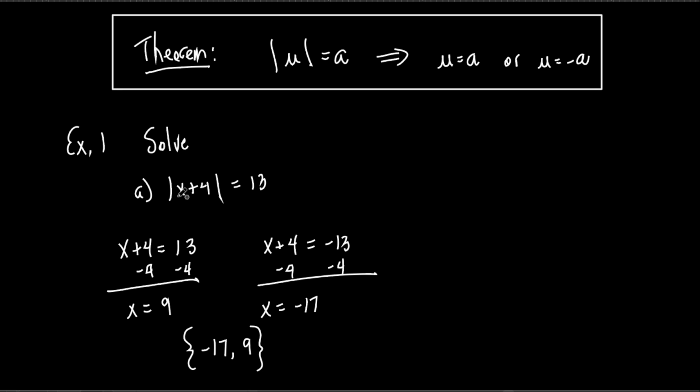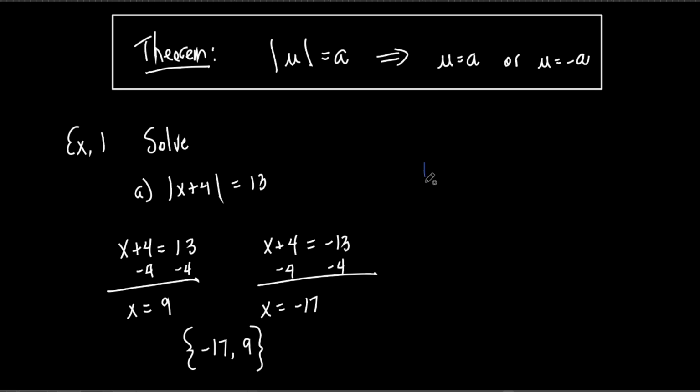If I put a 9 in here, let's see if this works. If I put a 9 in for x, 9 plus 4 is what? 13. What's the absolute value of 13? Is 13. So does 9 work? Absolutely. Let's put a negative 17 in here. Negative 17 plus 4 is negative 13. What's the absolute value of negative 13? It's just positive 13. Do they both work? Absolutely. So that's why you need both of those as your answer.